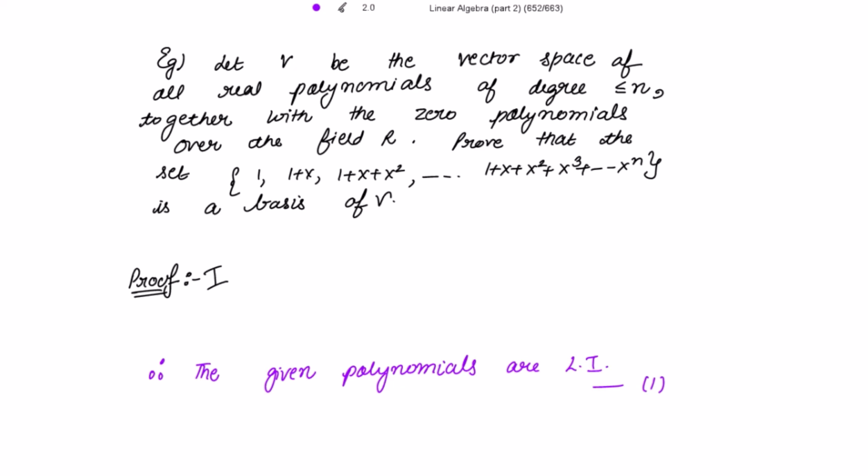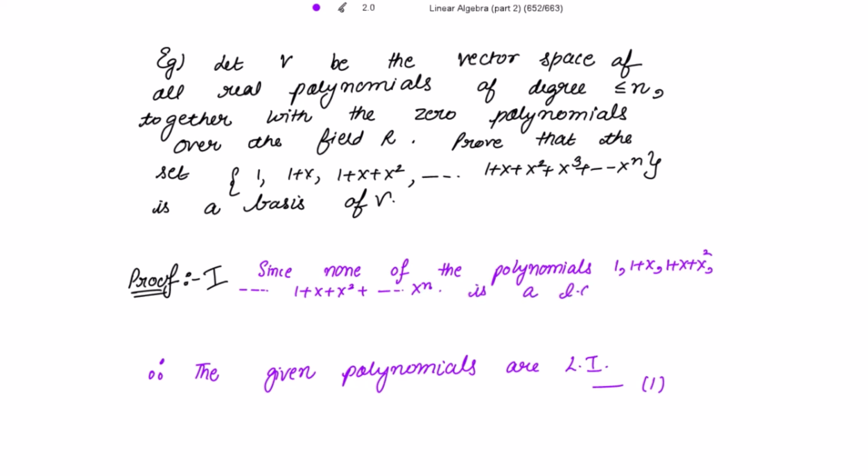So I'm writing the statement that since none of the polynomials 1, 1 plus x, 1 plus x square, and so on, up to 1 plus x square plus x to the power n, is a linear combination of the preceding polynomials, from here we can say that the given polynomials are linearly independent. This is the result, right? So mark this as 1.